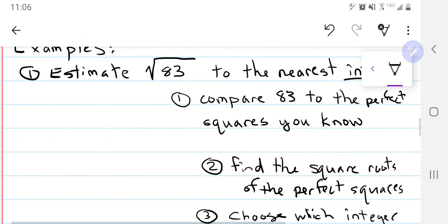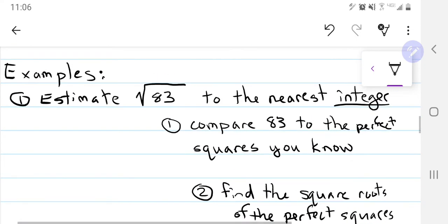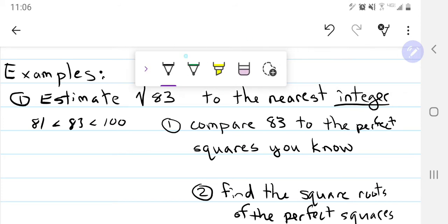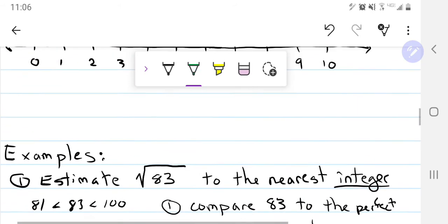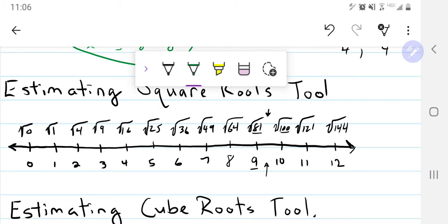All right, so let's show some work here. This first part says, 1, compare 83 to the perfect squares you know. So 83 is greater than 81. That's the closest one that I can get that's less than 83. But 83 is not as big as 100. That's the closest one I can think of that's a little bit greater than 83. All right, so that's how I find those, and I can just use my tool to find those, right? I found those up here. That's the 81 and the 100.